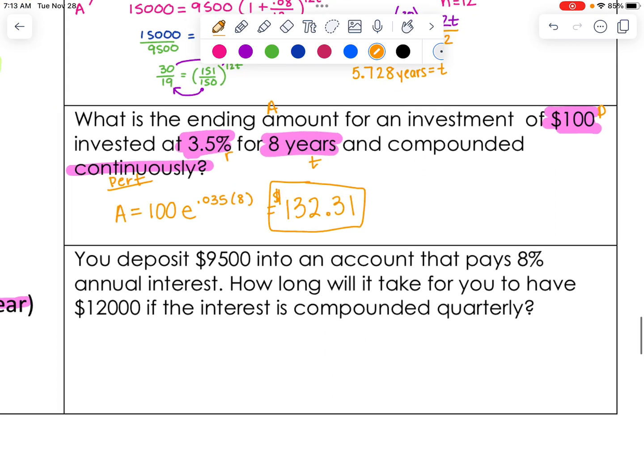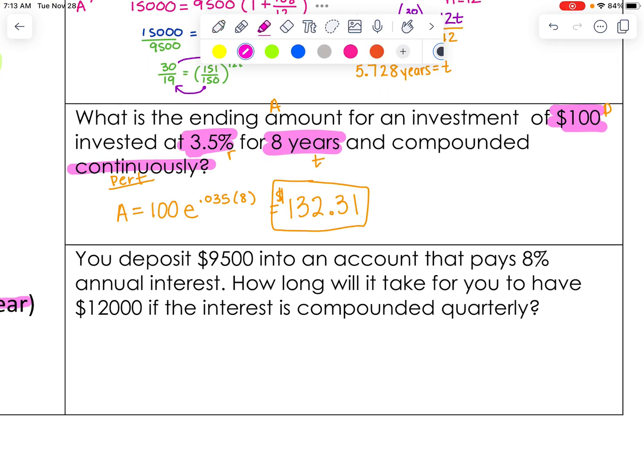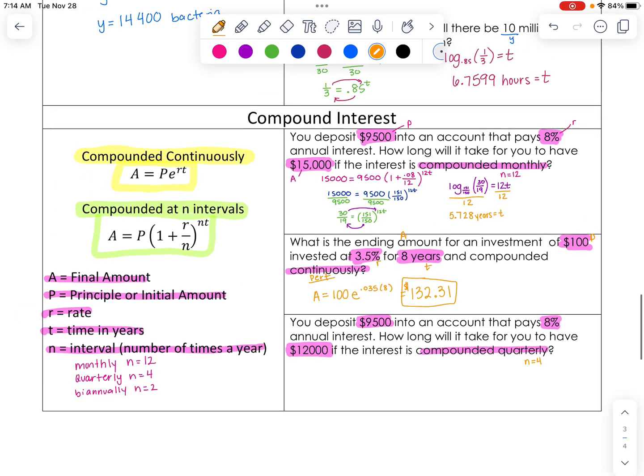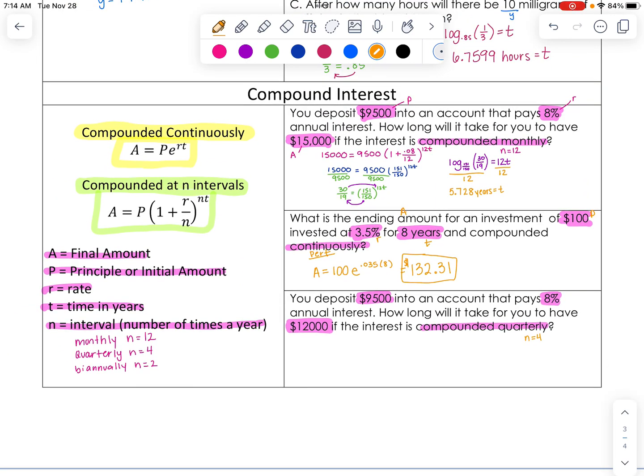All right, this last one here, you deposit $9,500 into an account that pays 8% annual interest. How long will it take to have $12,000 if the interest is compounded quarterly? For compounded quarterly, that's going to be n equals 4, because quarterly means it happens 4 times a year. Go ahead and try this problem on your own and check the answer key to see how you did.